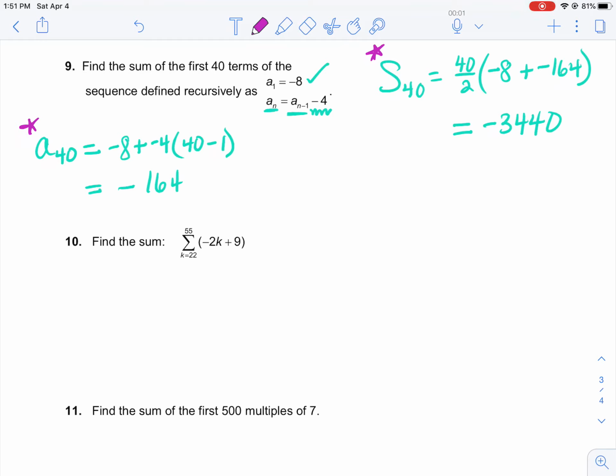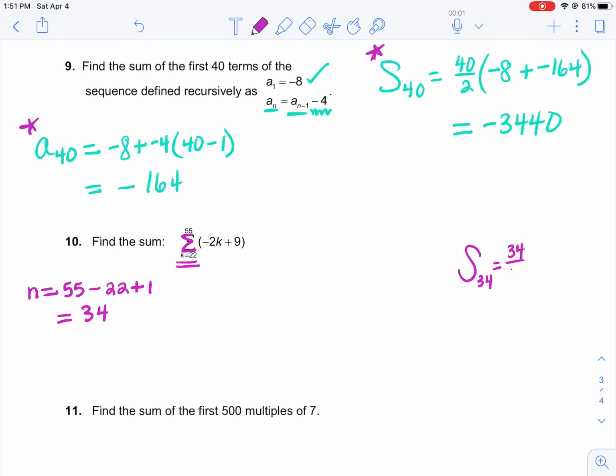Keep in mind, number 10, I'm still taking the sum of so many terms, but now I'm not starting with 1, I'm starting with n equals 22. So in order to find how many terms I'm taking the sum of, I would take the upper number minus the lower number plus 1. You probably thought it was 33, but remember you have to add that 1 on there. So I'm taking the sum of 34 terms.